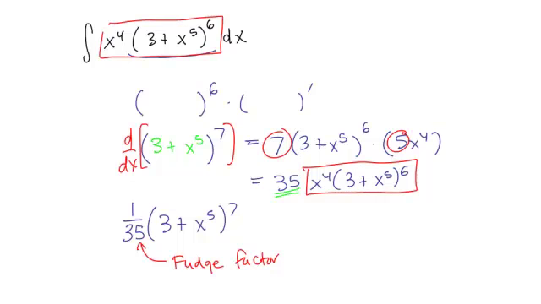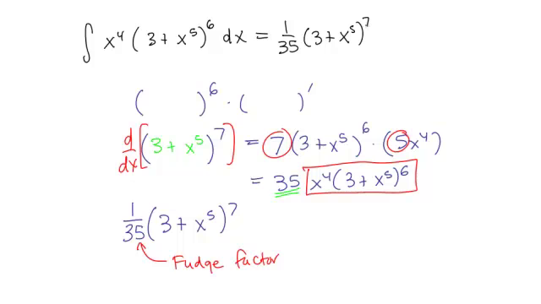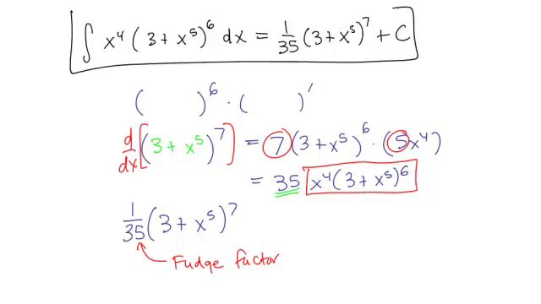But now that we've found one antiderivative, we've found them all. We can conclude that the antiderivative of x to the 4th times (3 plus x to the 5th) to the 6th is 1/35 times (3 plus x to the 5th) to the 7th power, plus an integration constant to make sure that we cover everything. Now, this method of guessing and checking is actually a fairly effective tool, but we can systematize this approach a bit by a method called substitution.